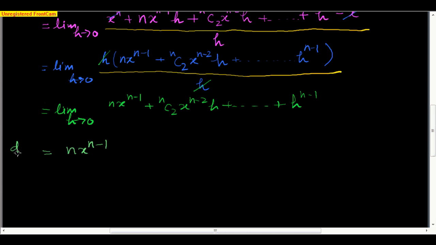This is the d/dx of x power n. So in this way we could easily find the derivative of any function with the first principle.